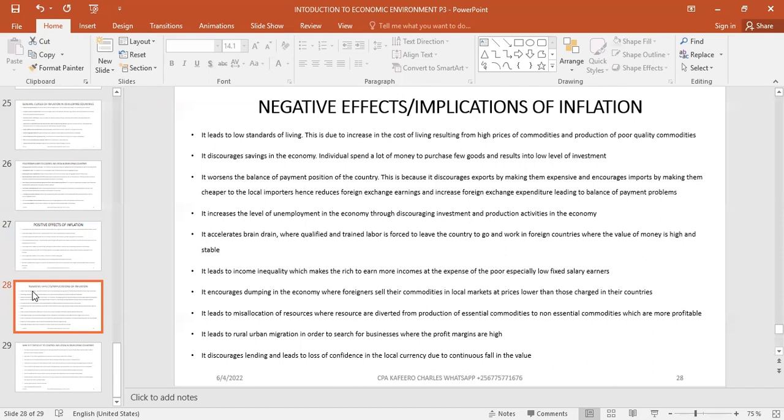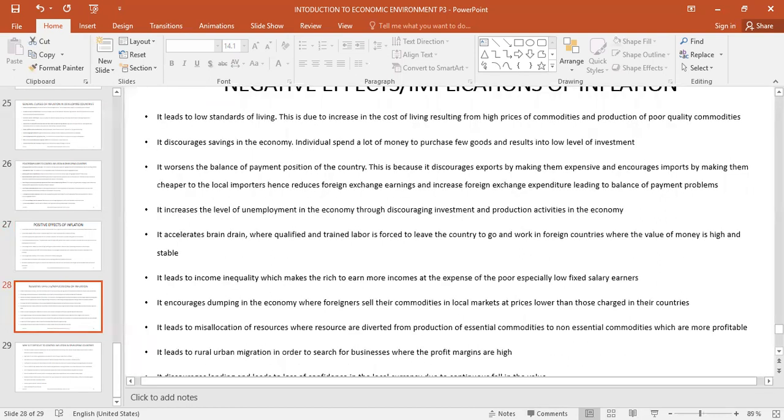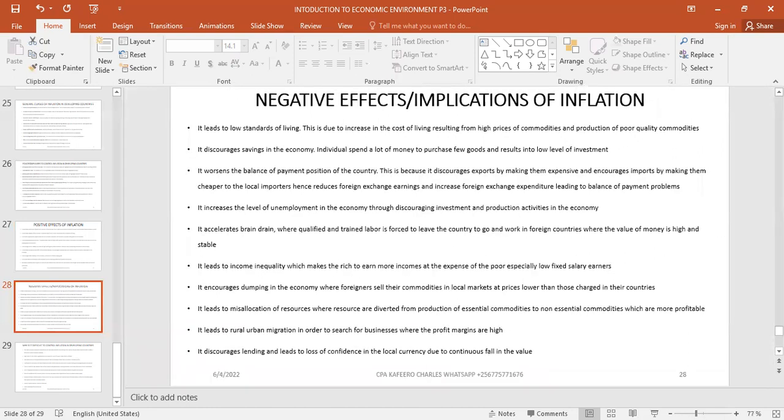First of all, there is low standards of living. We expect low standards of living because people cannot afford to buy what they want to use, because the cost of living is high. And when the cost of living is high, since people don't have what to do, they will consume poor commodities. And when they consume poor commodities, they will be reducing their standard of living.